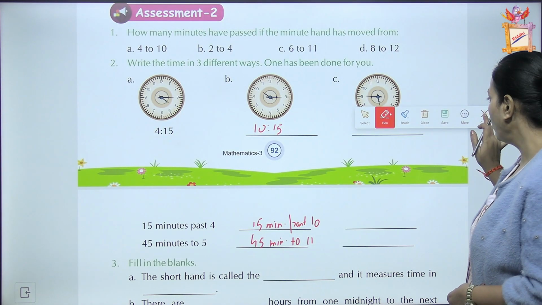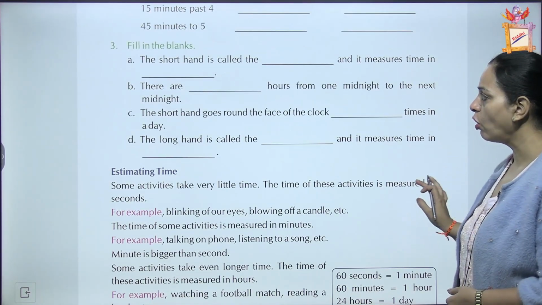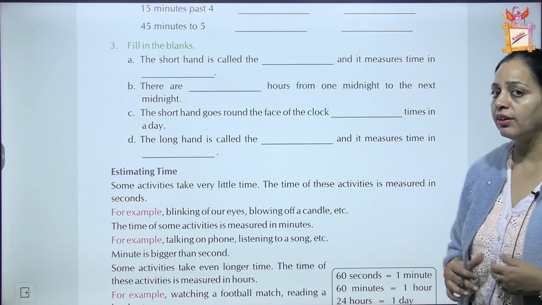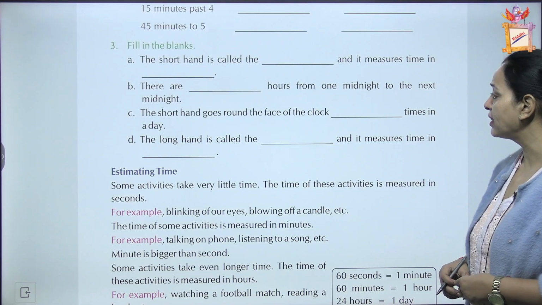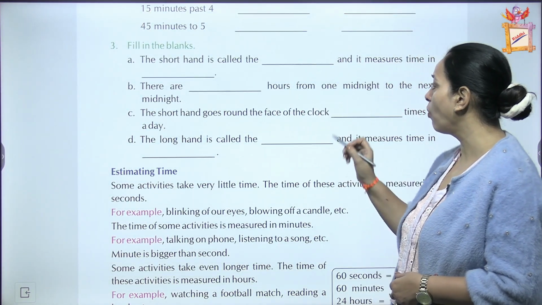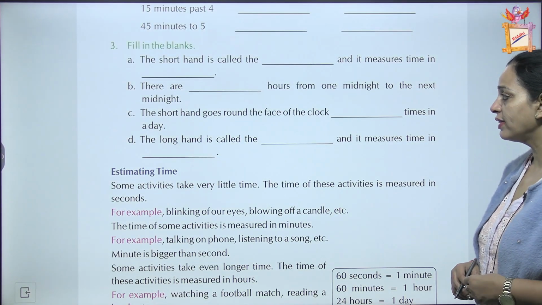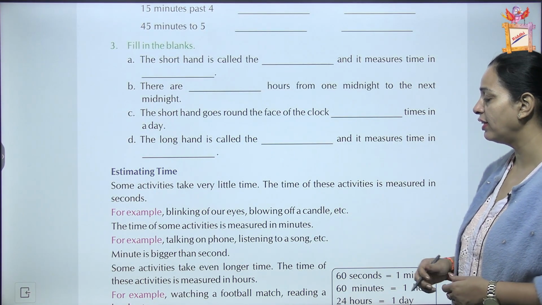Okay, now the next is the third one, filling in the blanks. The short hand is called the hour hand and it measures time in hours. There are dash hours from one midnight to the next midnight. So you know very well, just write it down. Similarly, you can try these ones.